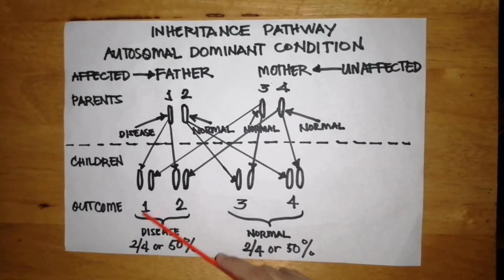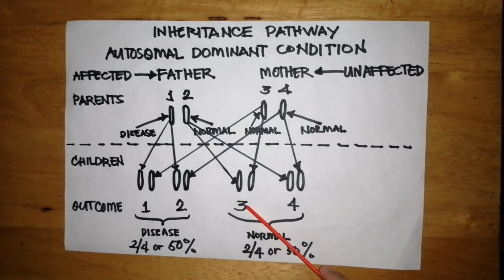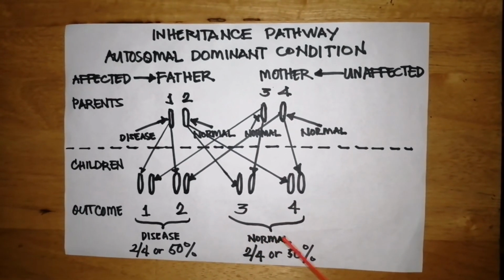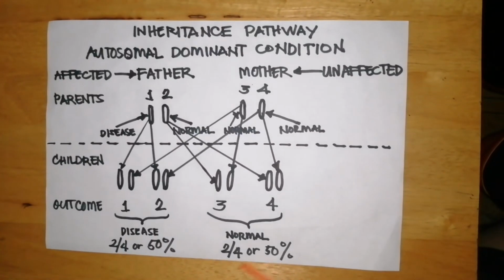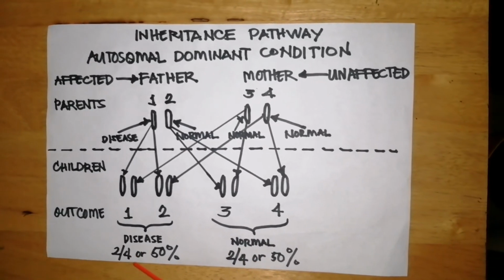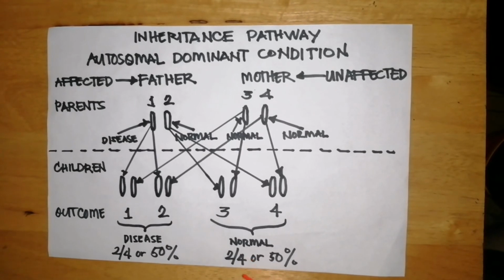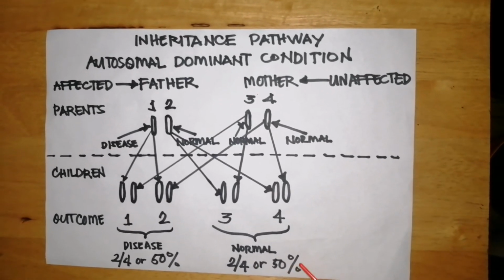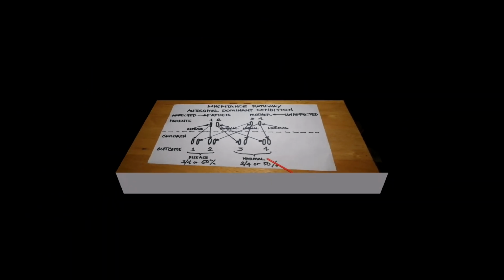Therefore, outcome 1 and outcome 2 have the disease, and outcome 3 and outcome 4 have normal genes. We can conclude that children from these parents have a 2 in 4 or 50% chance of having the disease, and a 2 in 4 or 50% chance of having normal genes.